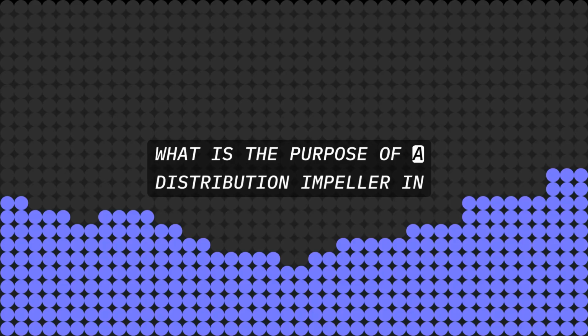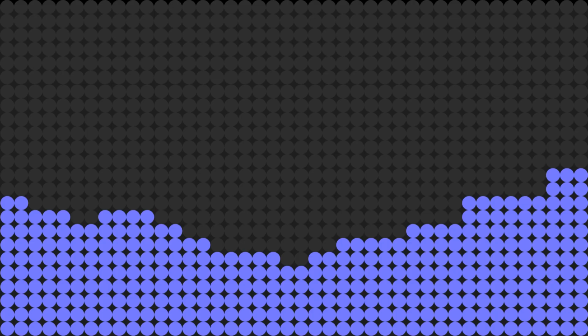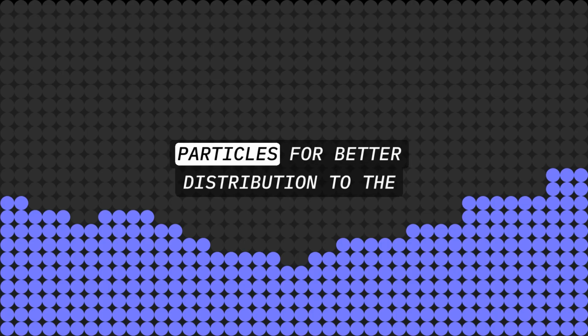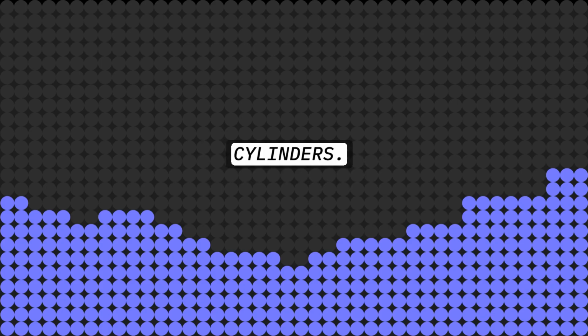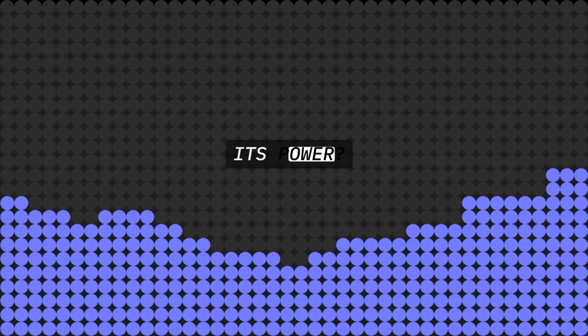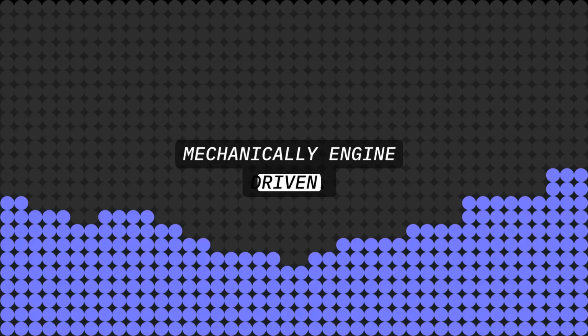What is the purpose of a distribution impeller in a radial engine? It is designed to break up the fuel into finer particles for better distribution to the cylinders. How does an internally driven supercharger get its power? Internally driven superchargers are mechanically engine driven.